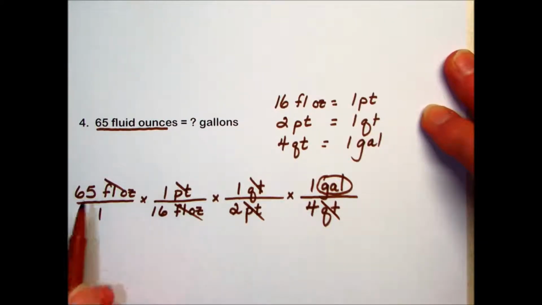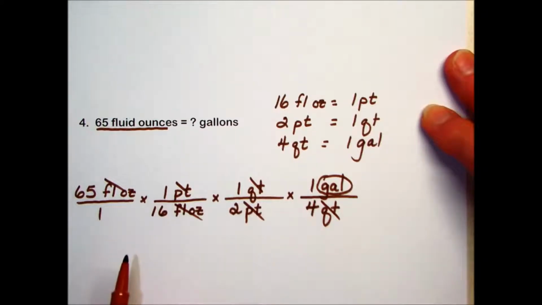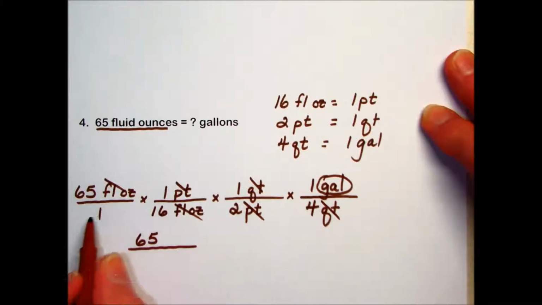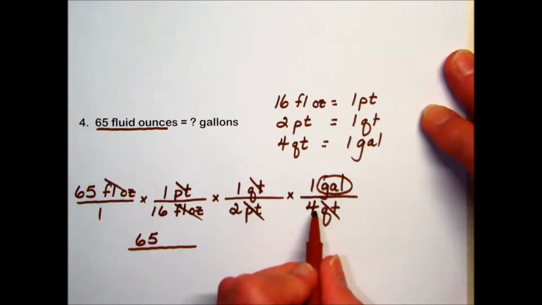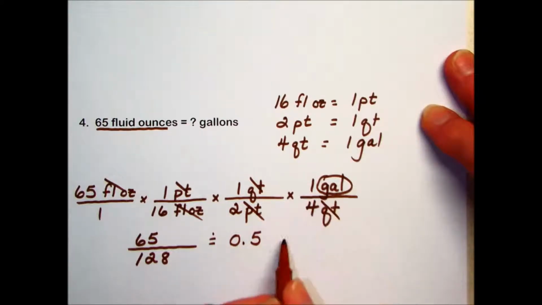Now we simplify our fraction. 65 times 1 times 1 times 1 in the numerator gives us 65. In the denominator, we have 1 times 16 times 2 times 4. That gives us a value of 128. If you do the division, 65 divided by 128, you end up with approximately 0.5, and the unit we're after is gallons.